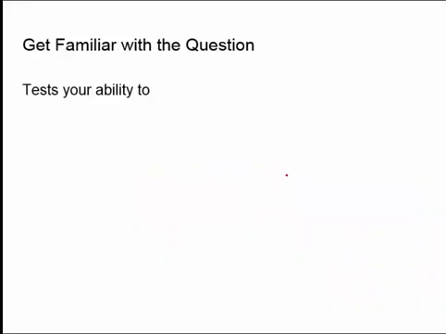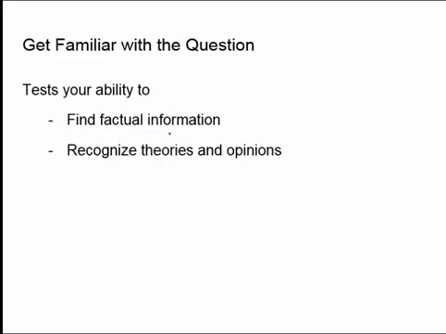So this type of question tests your ability to find factual information. This is more about finding detailed information most of the time. Although sometimes they will ask you to find theories and opinions. So, for example, they may have a list of people in the box and an article about some topic where different people have different theories or opinions about it. Your job in that case will be to match the people with the theory that they hold.